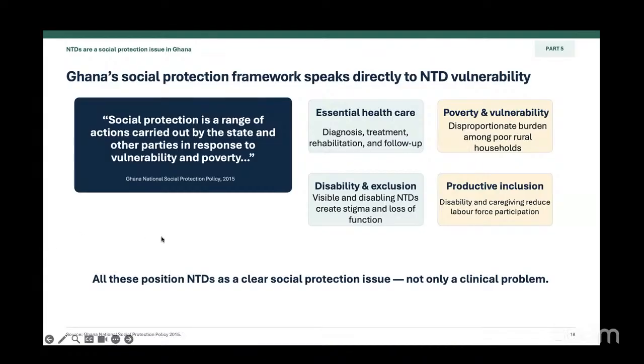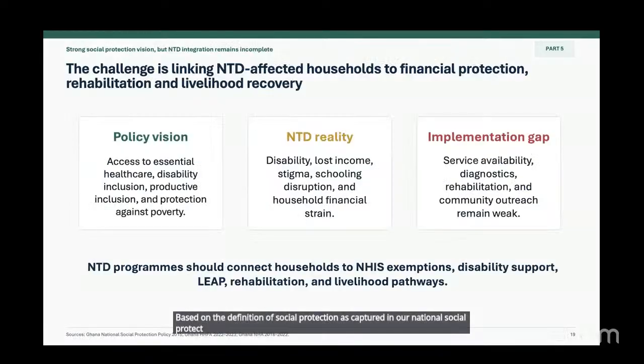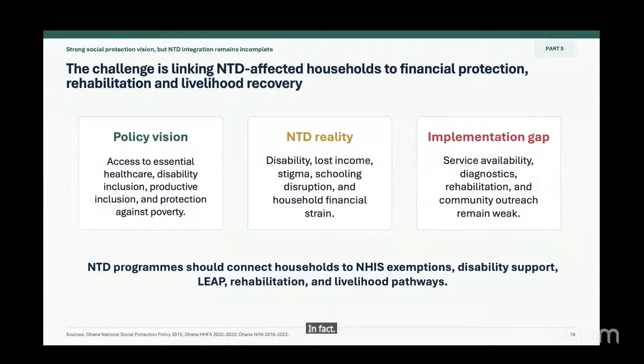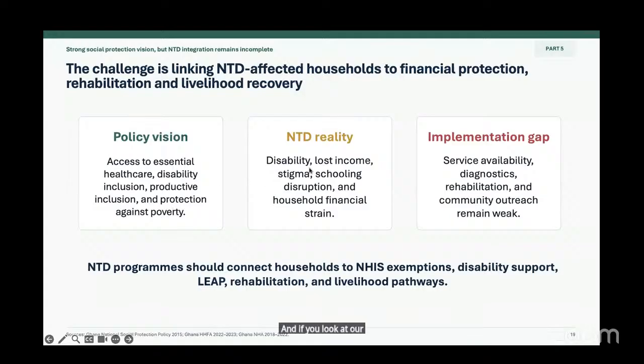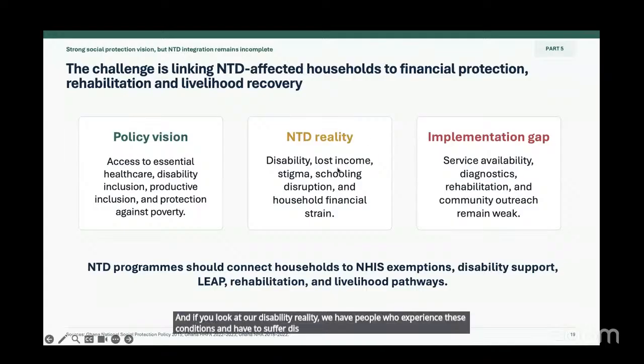Based on the definition of social protection as captured in our National Social Protection Strategy or policy. In fact, if you look at the social protection vision in that policy, it says that it wants to enhance access to essential healthcare, disability inclusion, productivity inclusion, and protection against poverty. And if you look at our disability reality, we have people who experience these conditions and have to suffer disability, income losses, stigma, schooling disruption, and household financial strain.